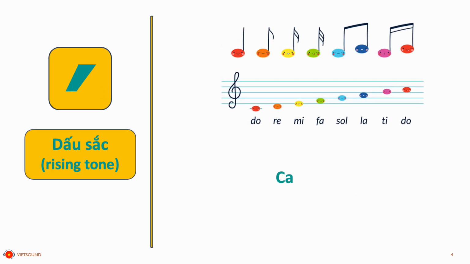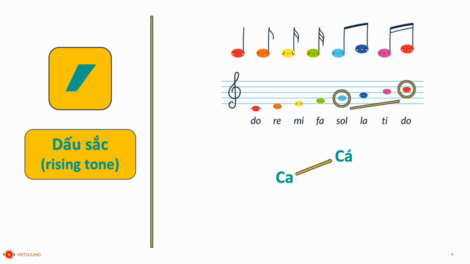I'm sure that you guys already know about the musical notes that are do, re, mi, fa, sol, la, si, do. So when you say a word without tone, for example here I have the word ca, you are on the sol note. To make the rising tone, you have to raise the voice to the do note. For example here we have the word ca. Okay, let's compare again. A word without tone, ca, and a word with the rising tone, ca. You have to raise the voice from the sol note to the do note to make the rising tone.